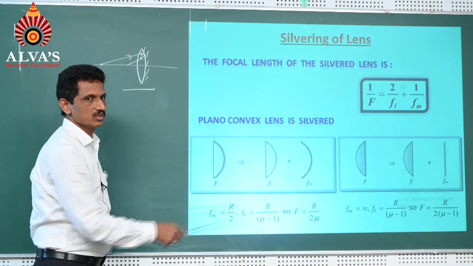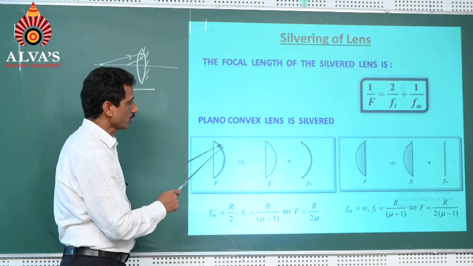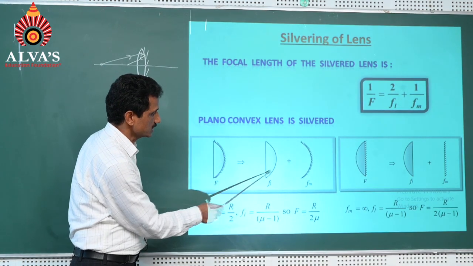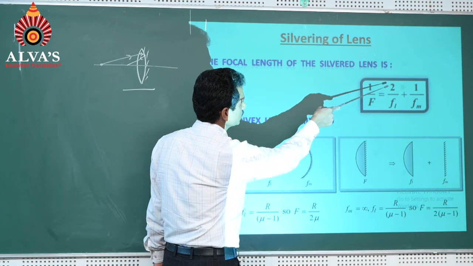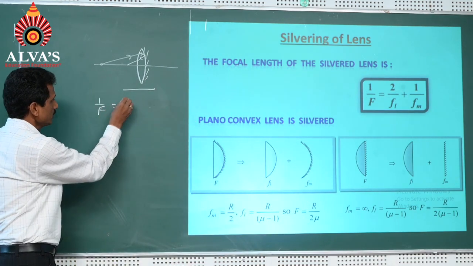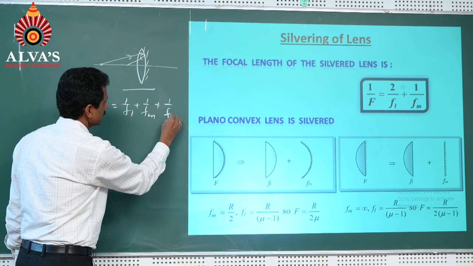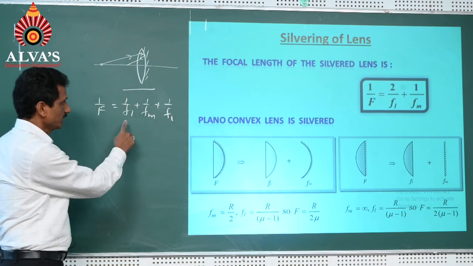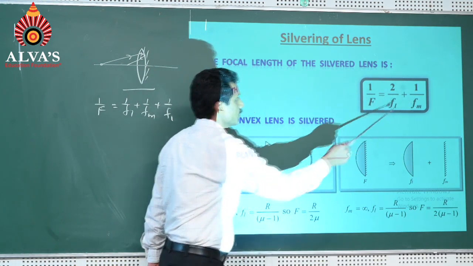I will give some diagrams, you can understand more about this. For this plano-convex lens, silvered at curved surface, it is nothing but 2 times lens and a concave mirror. Therefore, net formula will be 1 by f is equal to 2 by f1 plus 1 by fm. That is 1 by f is 1 by f1 plus 1 by fm for the mirror plus 1 by f1, where f1 is the focal length of the lens. That is nothing but 2 by f1 plus 1 by fm. This is a general formula.